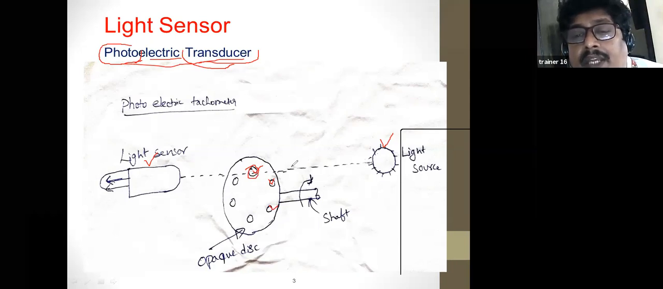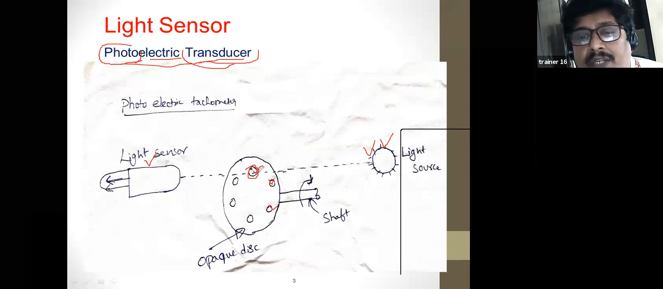Here the light passes through the circular hole on the opaque disc, and then it is received by a light sensor. That means it detects that light. Whatever light is emitted from the source passes, and when the shaft is rotating, the disc is also rotating, and the holes are arranged on the periphery of the disc. So when it is rotating, automatically the rays will pass. That means the light source and the light sensor are in an inline arrangement.